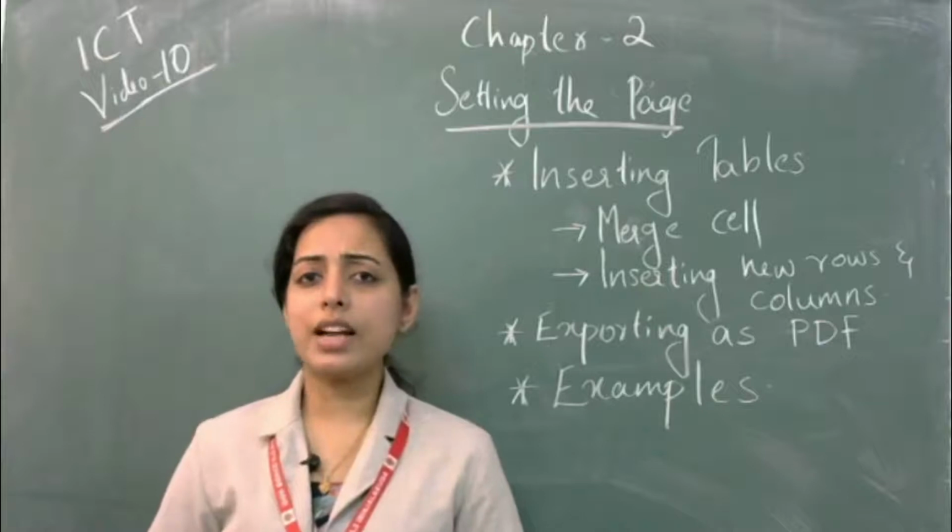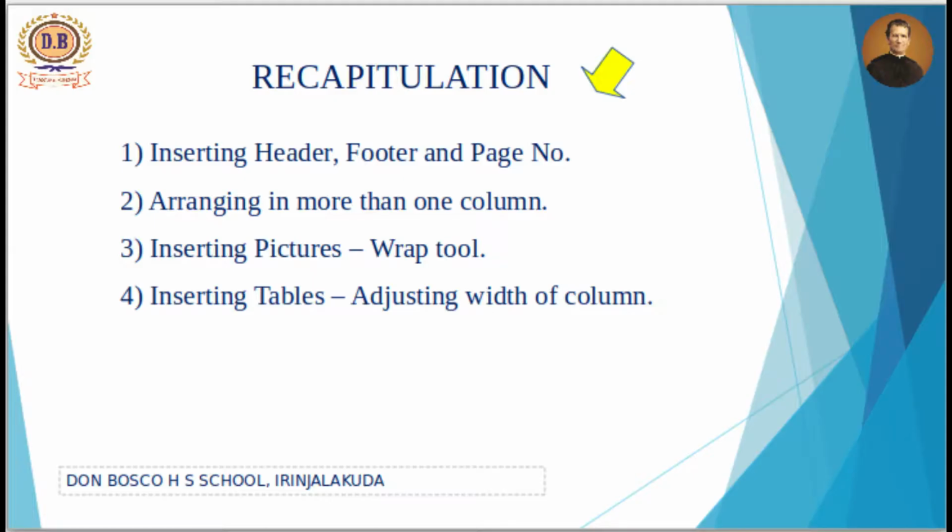So what have we studied in the previous class? Let's have a quick review of the previous class. In the previous class, we discussed 4 topics. One is inserting header, footer and page number. The second topic was arranging in more than one column. Then the third topic was inserting pictures with the help of the wrap tool.